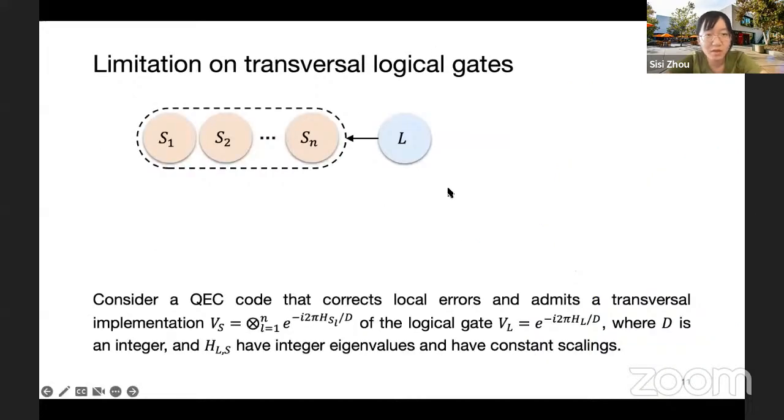Okay, so now I'm going to talk about one application of our results, which is to provide limitations on transversal logical gates.